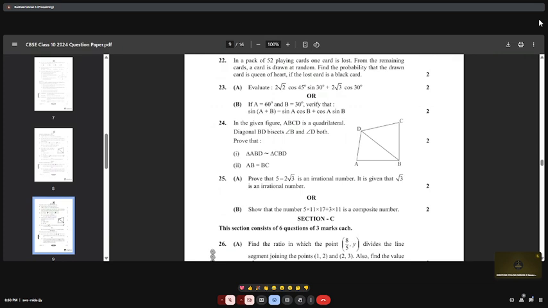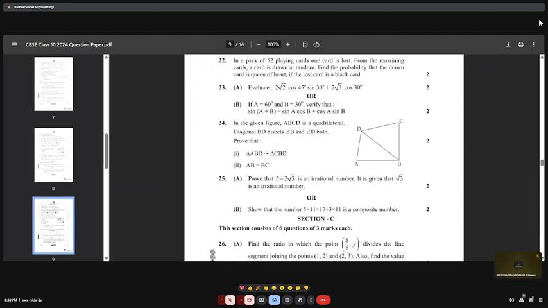Evaluate 2 root 2 into cos 45 sin 30 plus 2 root 3 into cos 30. Looks like a big expression, but these values are all that we know. Cos 45 degree, sin 30 degree, cos 30 degree are all we know. So we can simply substitute and calculate this value. Two root 2 cos 45 degree. You should not simply write cos 45. If you don't put the degree, it means it is 45 radians. To be very careful, when you write in degrees, you have to put this degree mark.